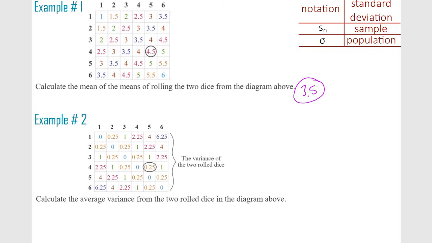Okay, so now we're going to calculate the variance. The variance of each die is written in there. So if we calculate the average there, we should get 1.4583. Okay, so that's the variance.